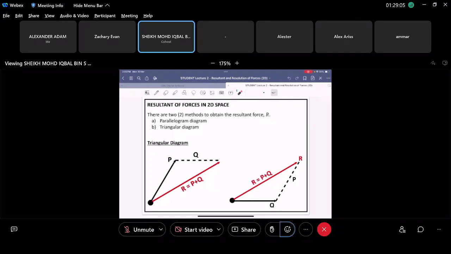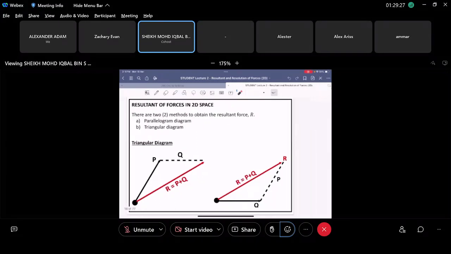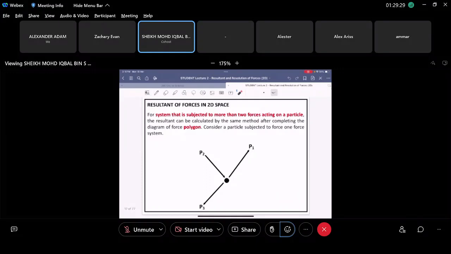It's up to you. You can make a square and draw the resultant force, or you can make a little triangular diagram and then close the loop, right? So there are only two methods to calculate the resultant force: the parallelogram diagram and the triangular diagram. But what happens when a system is subjected to more than two forces? For example, now we have one, two, three forces.